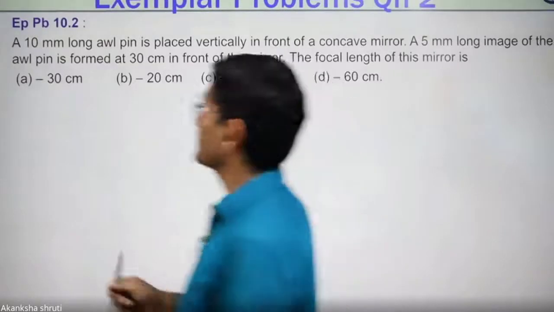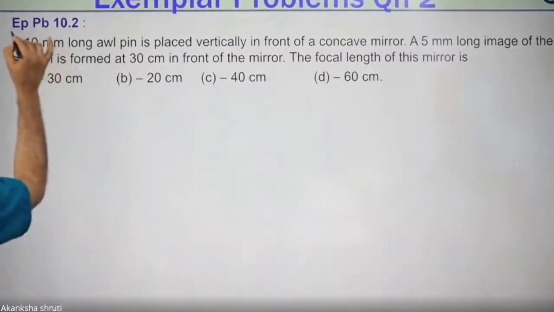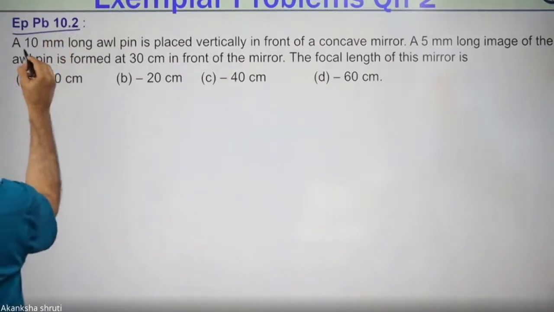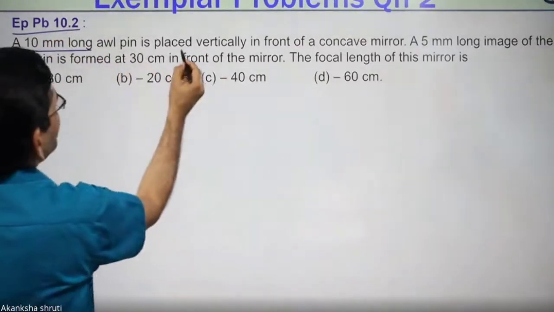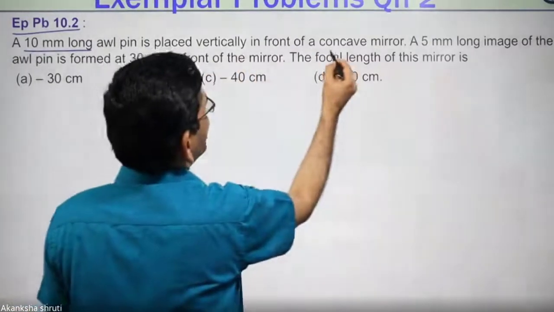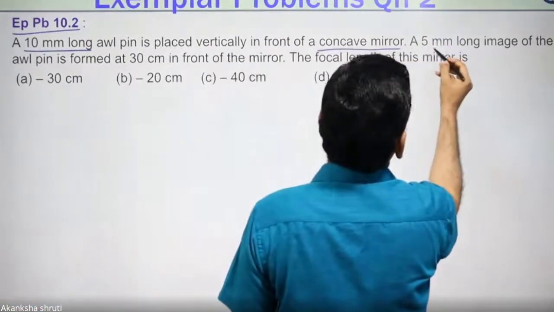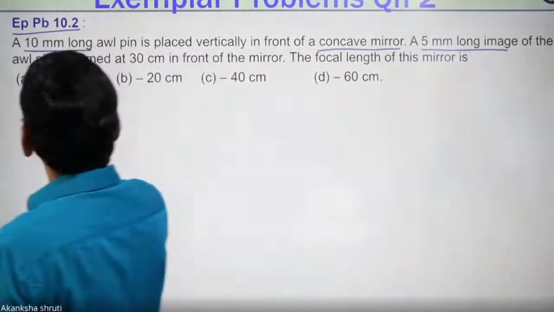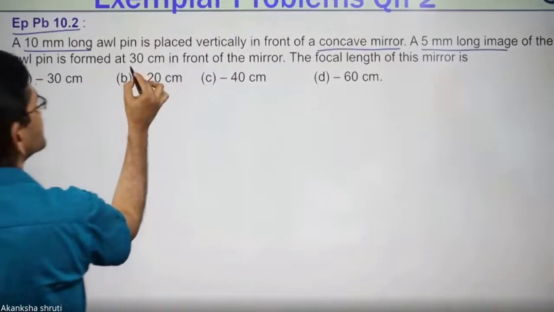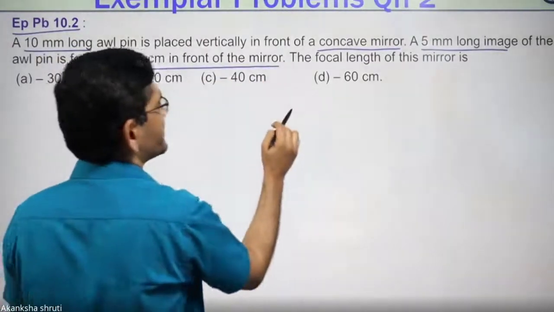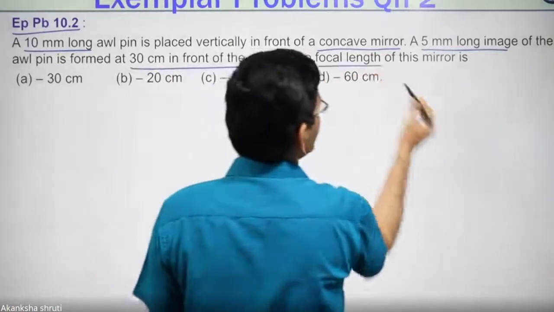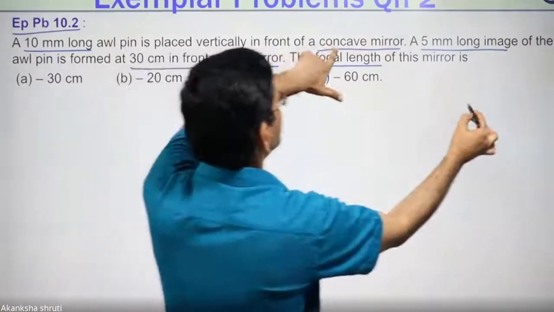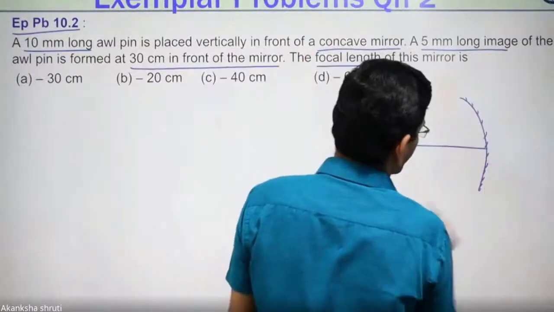Let us take another question from our exemplar problem book. Question number 2. A 10 mm long pin is placed vertically in front of a concave mirror. A 5 mm long image of the pin is formed at 30 centimeter in front of the mirror. Calculate its focal length. So the question is for the concave mirror.